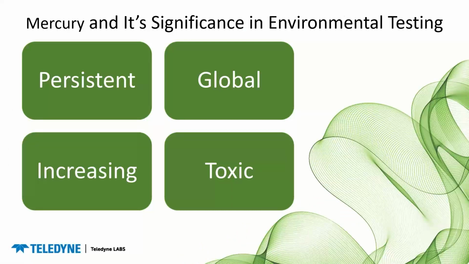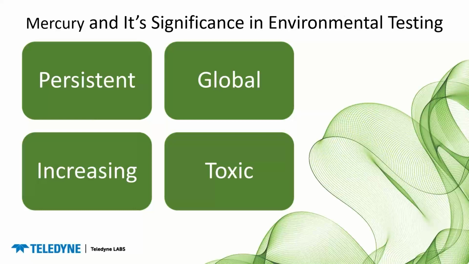Mercury is persistent, global, increasing, and toxic. All of these characteristics make it a health concern and a common analyte in environmental testing. It will never disappear. It will simply change chemical forms and locations, sometimes due to natural processes and other times because of human activity.